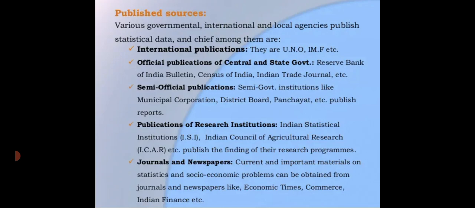International organizations such as the UNO, United Nations Organization, the IMF, International Monetary Fund, the World Bank, and the International Labour Organization, and foreign governments also publish a lot of statistical information. These are used as secondary data. The second one is called the official publication of the central and the state government.